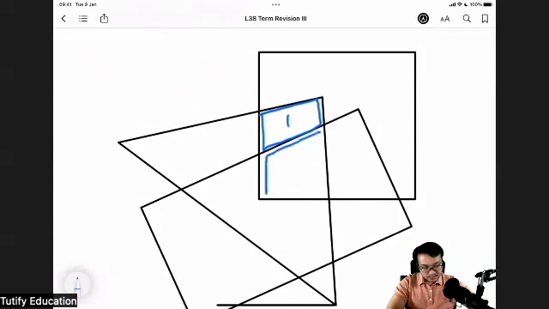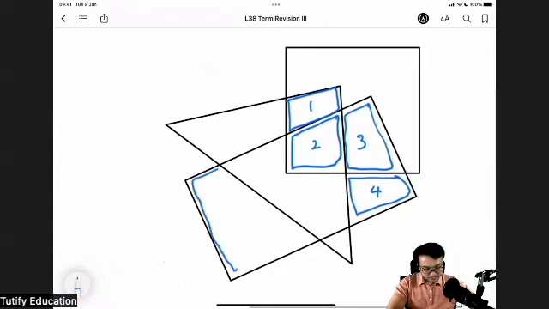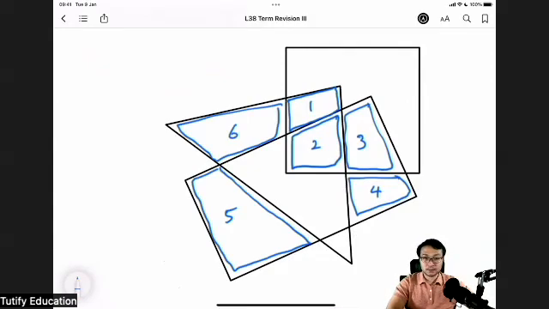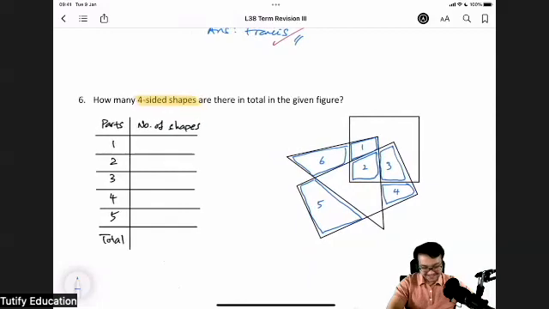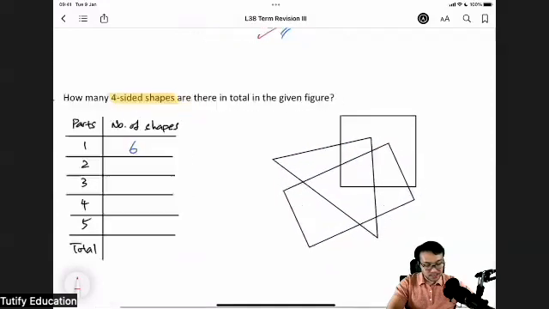How many? 7. Okay, 1, 2, 3, 4. This is made up of one part. 5. This is made up of one part. Where's 7? Never mind, 6. Yeah, I just realized. There are 6 four-sided shapes that are made up of one part. Now, what about those that are made up of two parts?